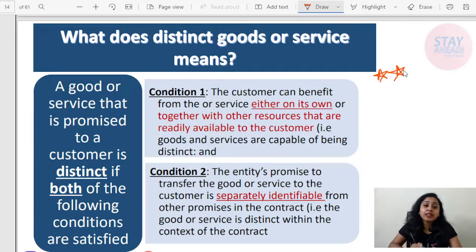When is a particular service or good, a particular performance obligation, said to be a distinct good or service? A good or service that is promised to a customer is distinct if both of the following conditions are satisfied. This means condition 1 plus condition 2: if both are satisfied, only then will it be considered distinct goods and services. First, the customer can benefit from the goods or service either on its own or together with available resources.